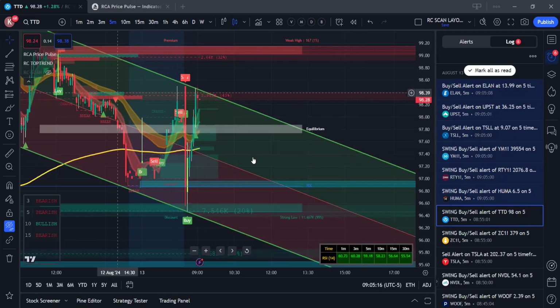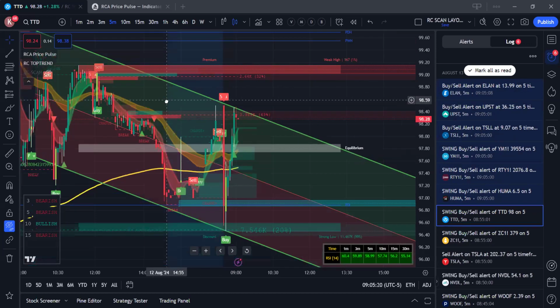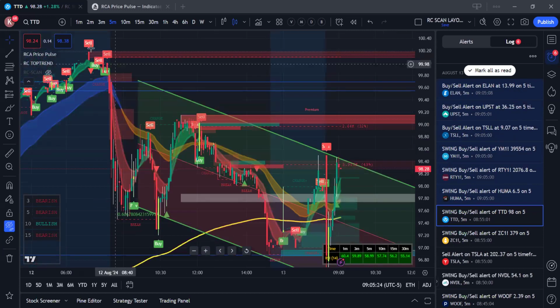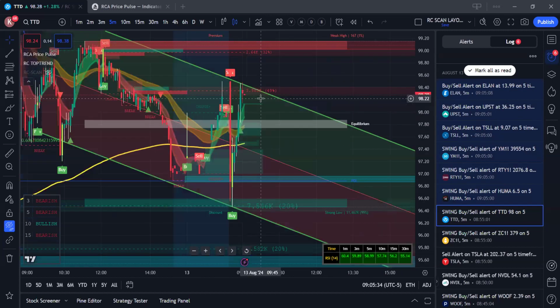Overall, the price is in a downtrend. Until yesterday, it kept going up. It went to nearly 100.2. Then it came all the way to the bottom, went up, came to the bottom, went up, came to the bottom, went up. So there is a possibility for the price to drop again.